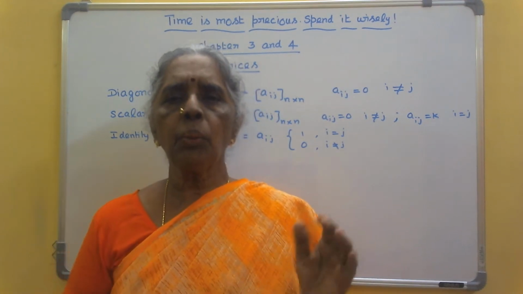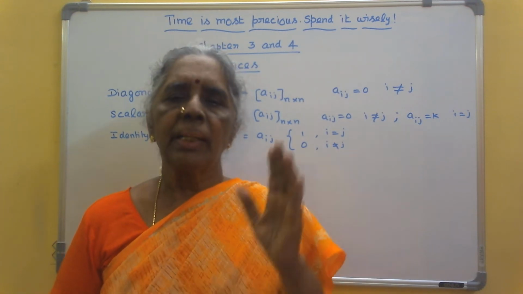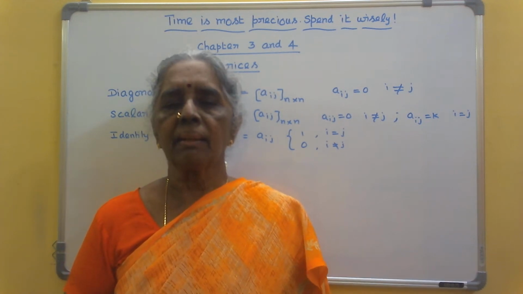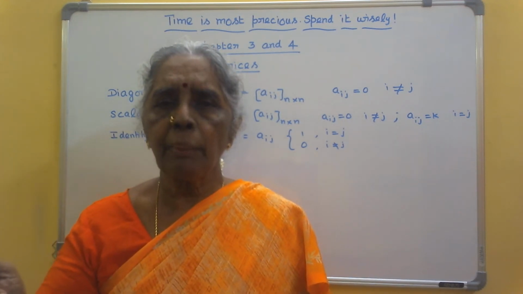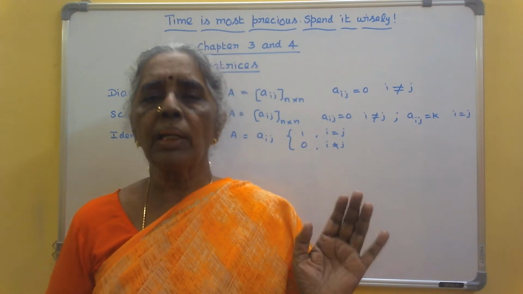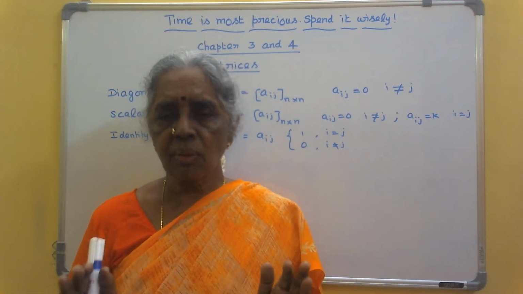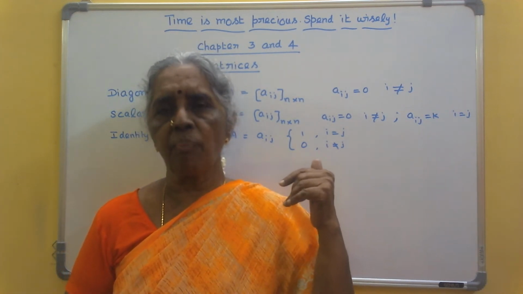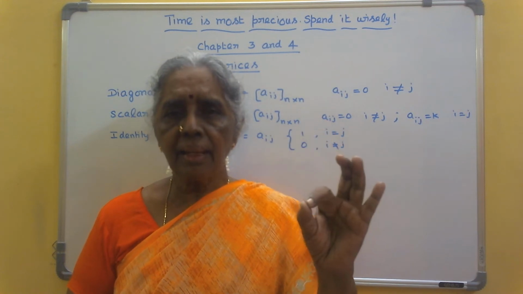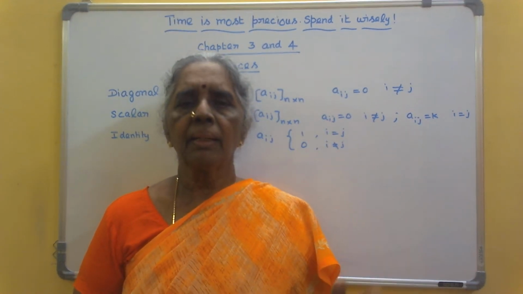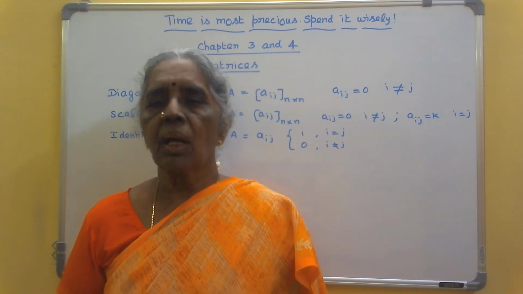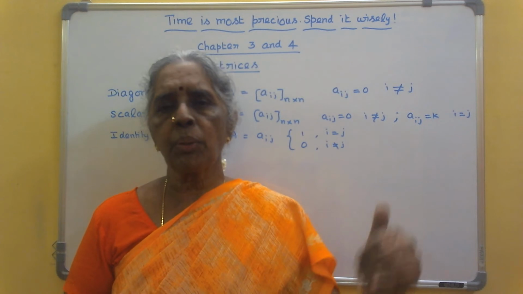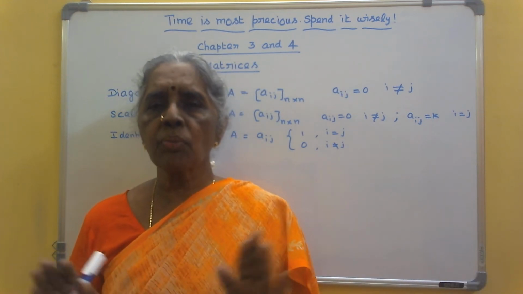When do you say two matrices are equal? Condition 1: they should be of the same order. Second condition: the corresponding elements should be equal. Only then can you say two matrices are equal. Then let us come to the operations of matrices. Addition and subtraction are defined in a matrix only if they are of the same order. Otherwise, you won't be able to add or subtract.